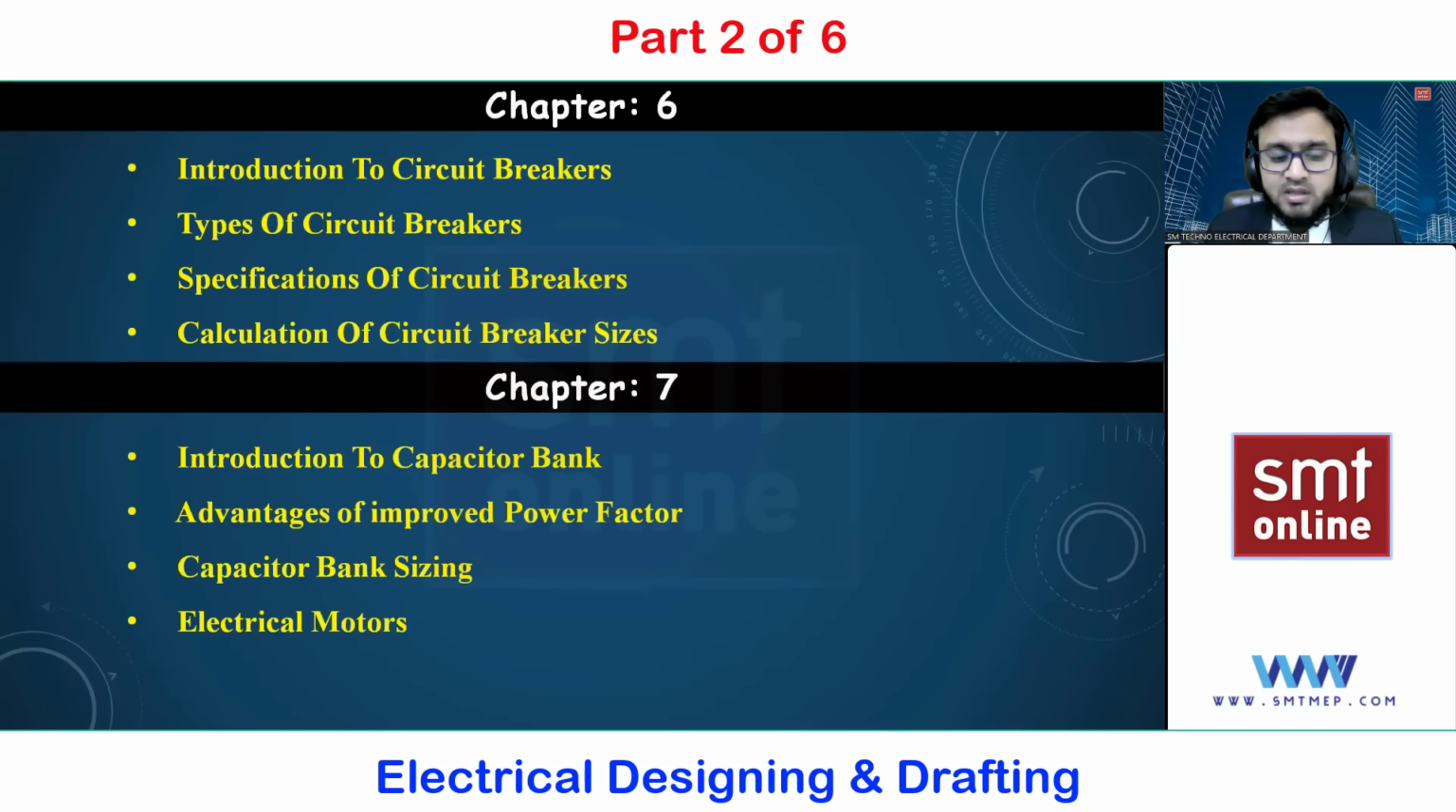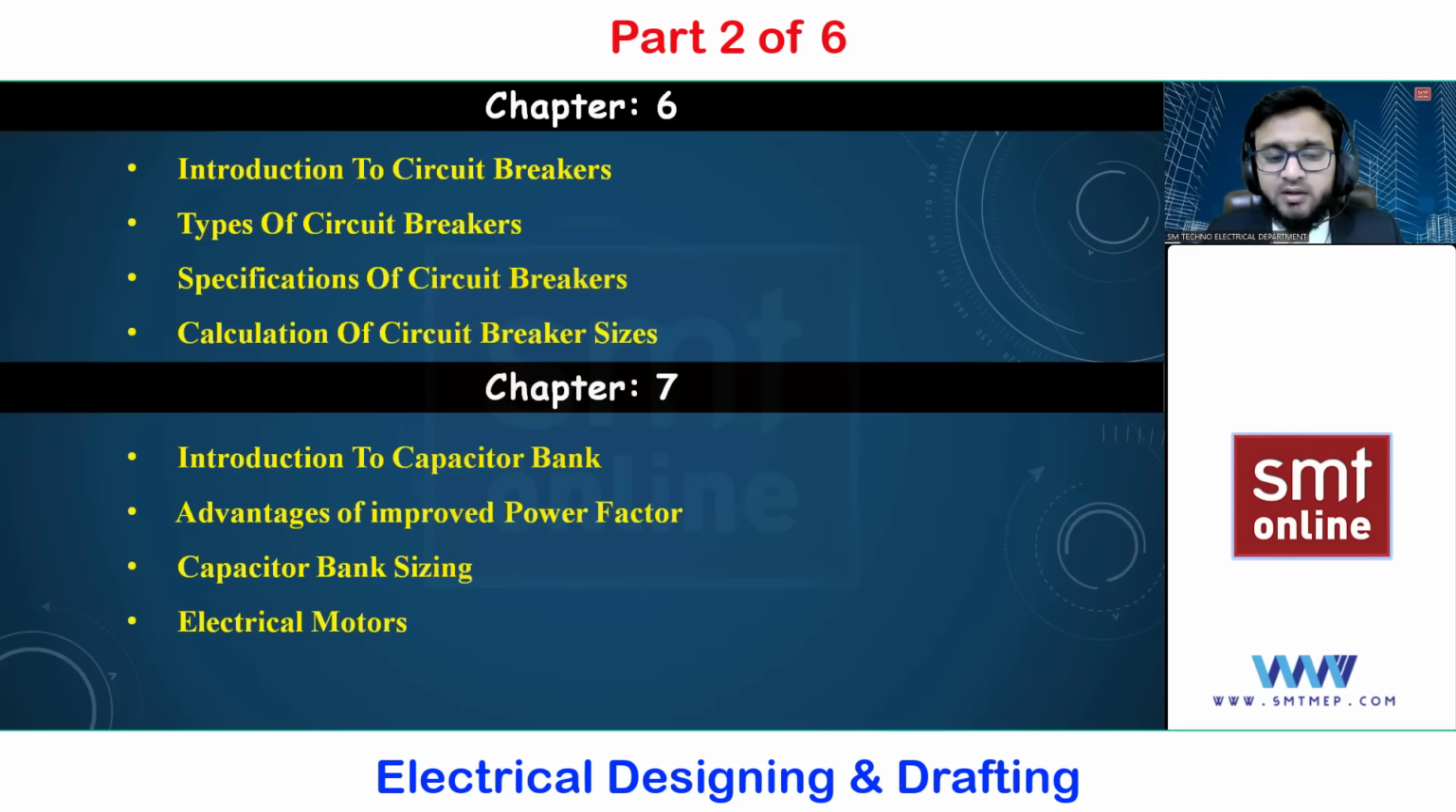Next we have chapter 7. In chapter 7, we are going to understand the basics of the capacitor bank. Why is there a main requirement for a capacitor bank? Remember that when the mechanical load is more in the project, definitely there will be a demand for reactive power. This reactive power is supplied by means of capacitor banks. So what is the main benefit we get when we connect a capacitor bank? How will it help you to enhance the power factor value?